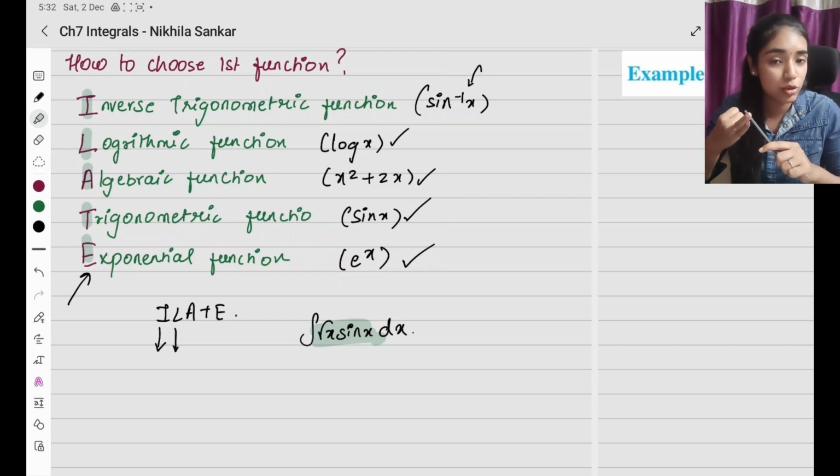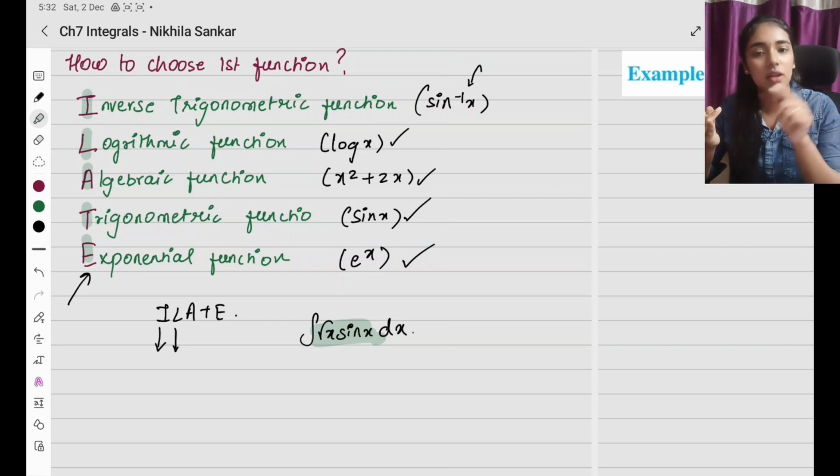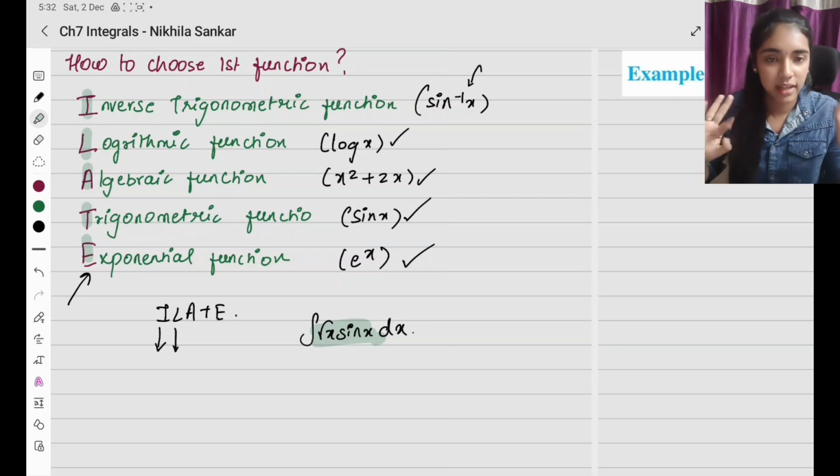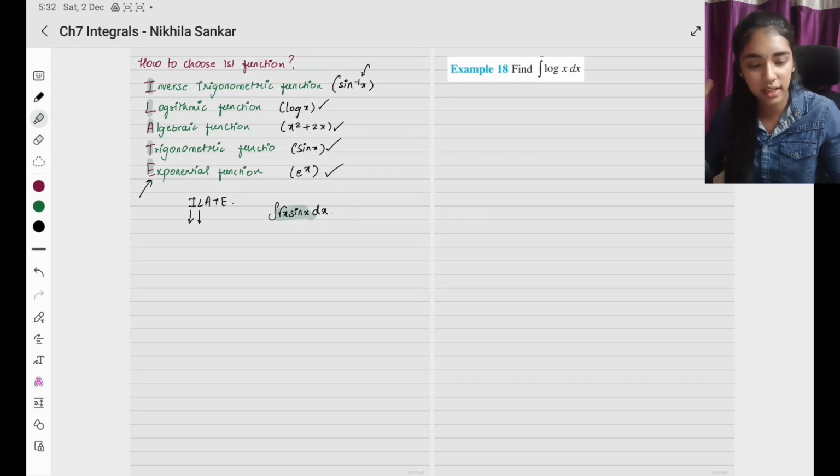Second point, as I told you, when you're solving, applying the formula, you don't have to put plus c. You can add the integration constant in the end. Okay, and third point, you have to choose your first function wisely. You have to look carefully and decide which first function to take.